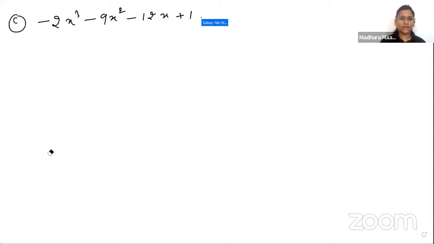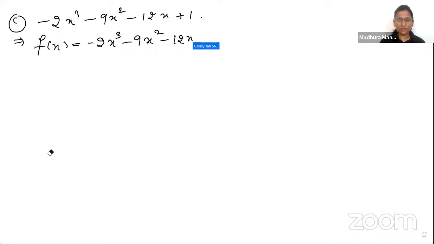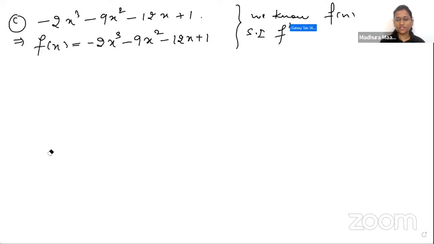Okay, so next one, the third question. I hope I have not given this as homework. So this is -2x cube minus 9x square minus 12x plus 1. You can see that it is not labeled, so make sure that you always label them. So let f of x be -2x cube minus 9x square minus 12x plus 1. Now we know that f of x is strictly increasing if f dash is greater than 0, and strictly decreasing if f dash is less than 0. Correct?